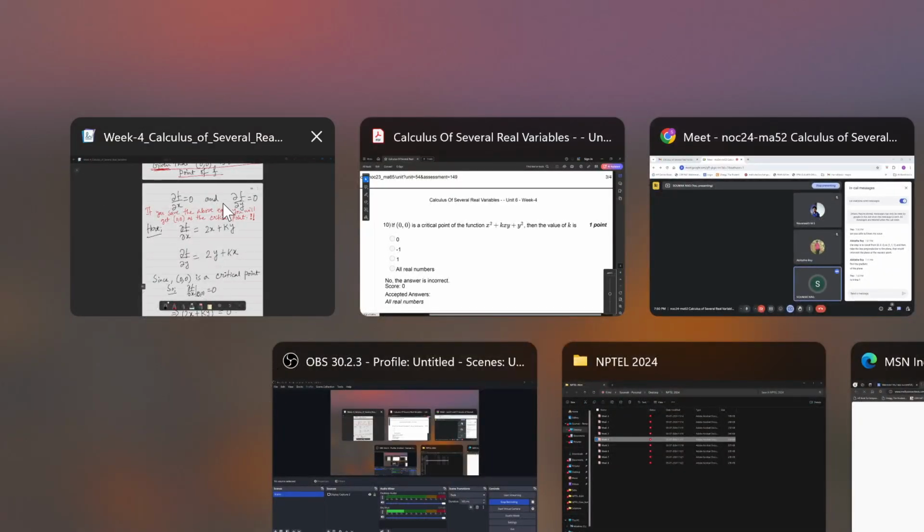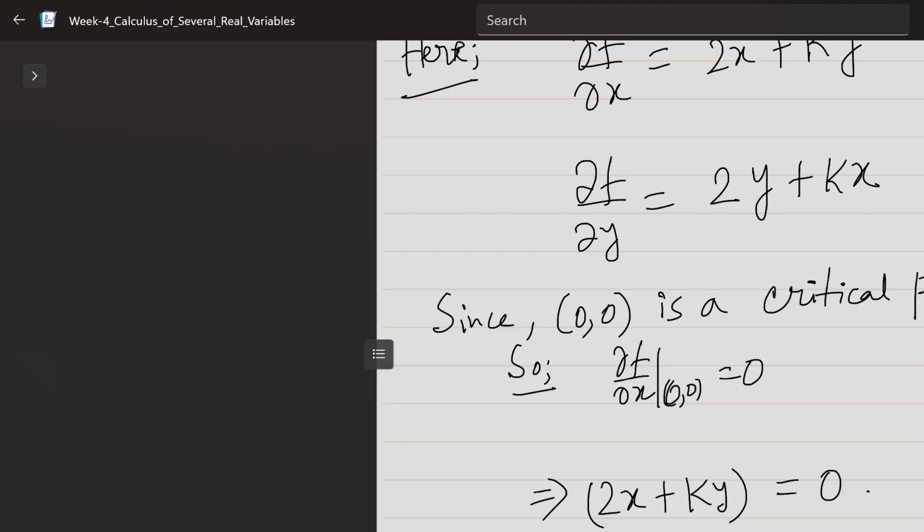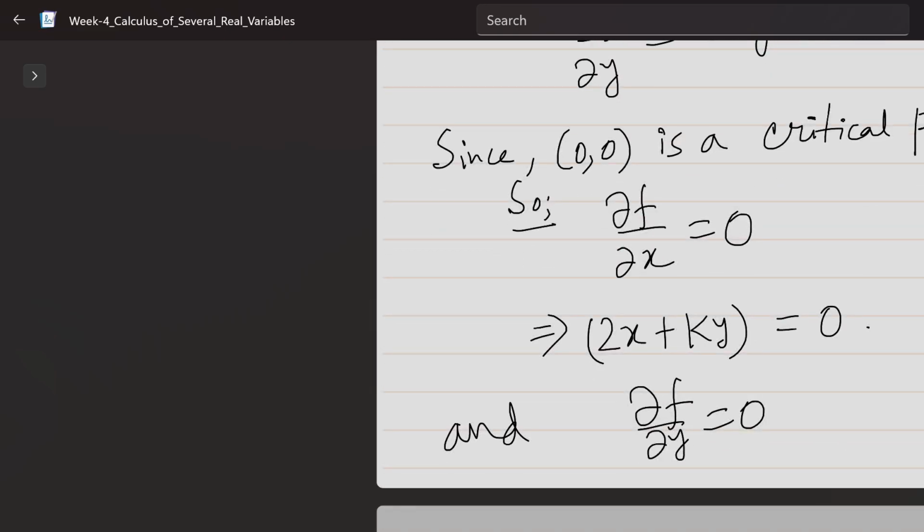So let me solve. I will not write here 0, 0, directly I will write 0, 0. So what I will write is that del f del x equal to 0 gives this, and del f del y equal to 0. So what it will give? It will give 2y plus kx equal to 0.